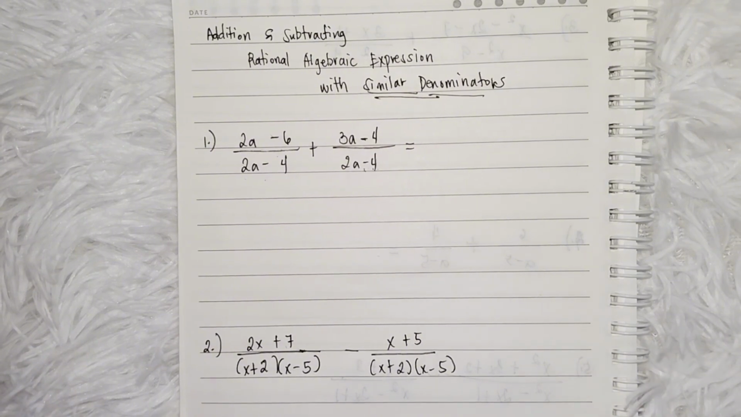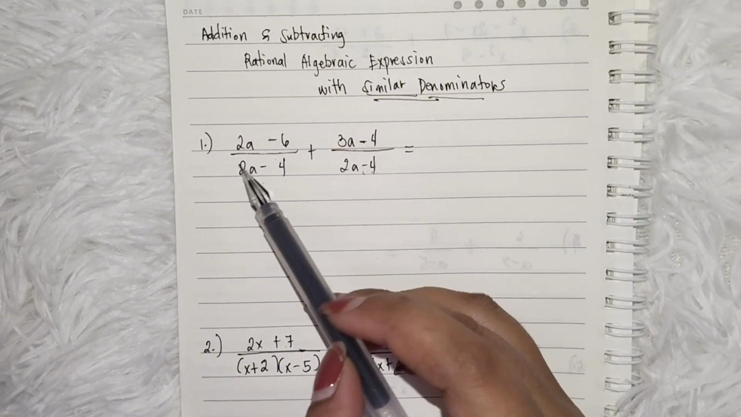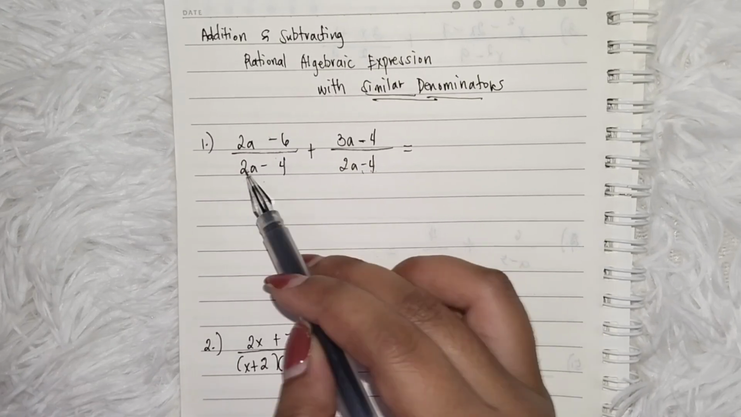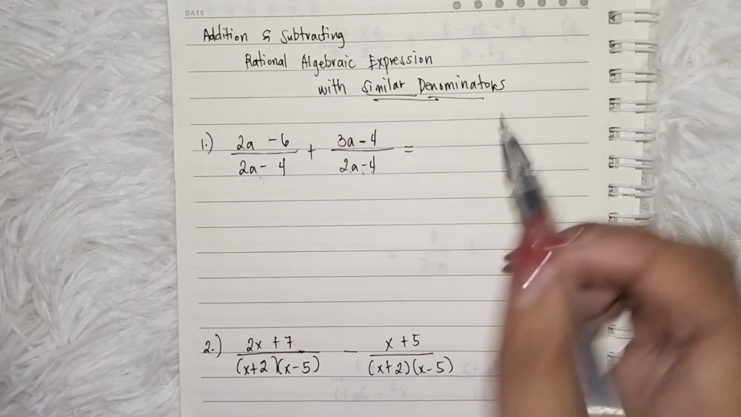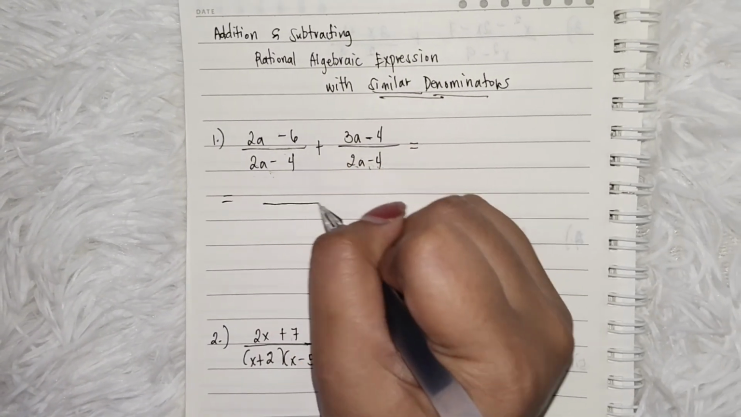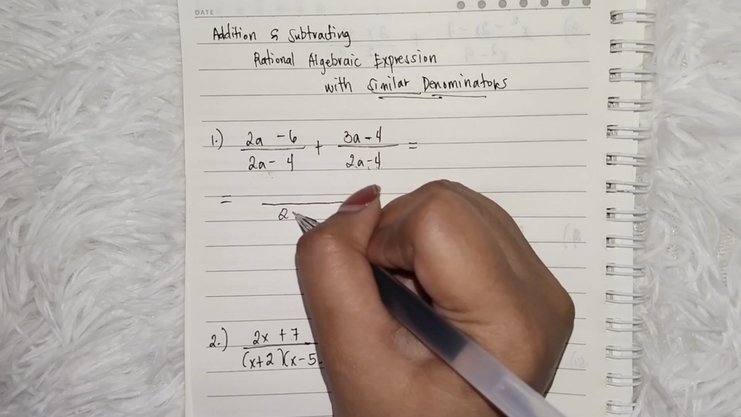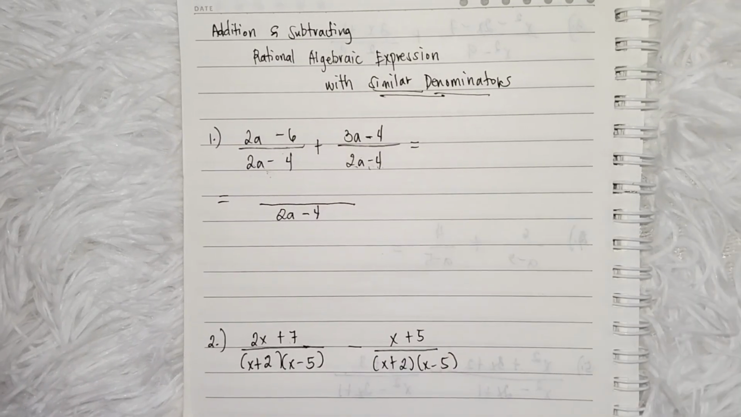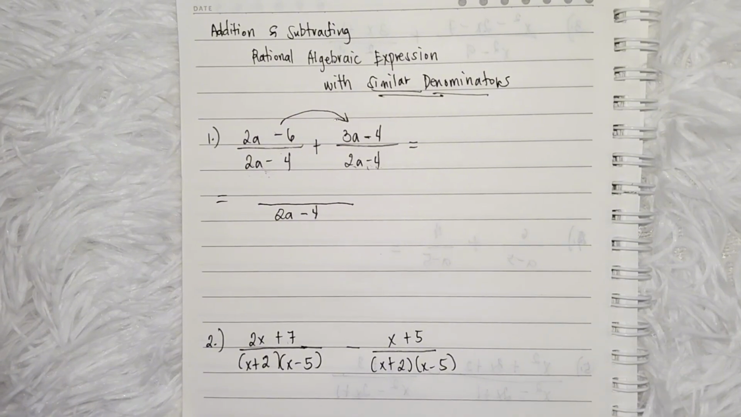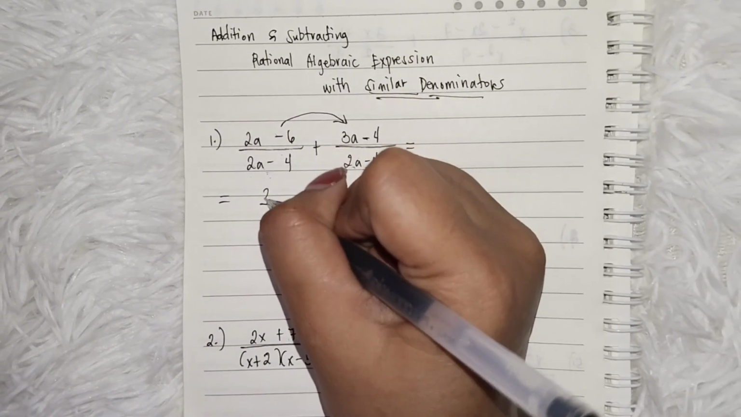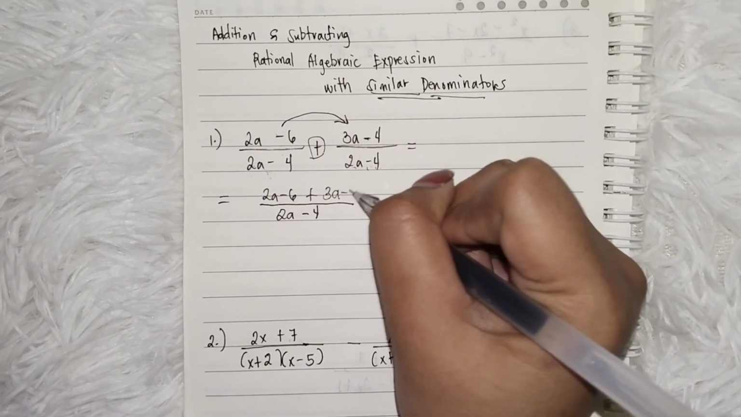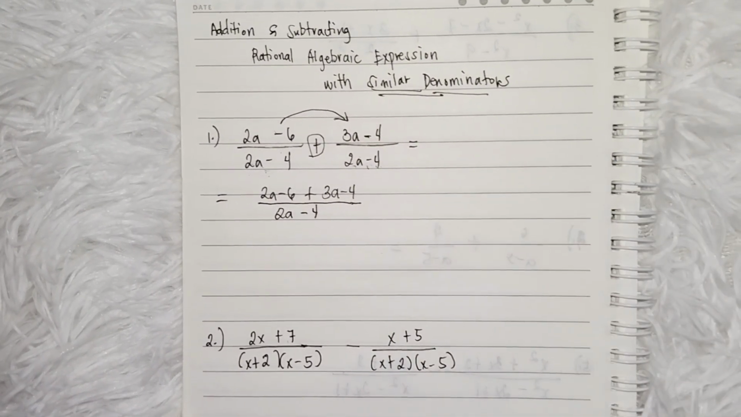So, palaging tandaan na kapag mag-a-add kayo ng rational algebraic expression na magkaparehas yung denominator, ang gagawin nyo lang dyan is ikakopy yan. Dito tayo maglagay. Ikakopy nyo lang siya dyan. Parang sa normal fraction, kinakopy lang yung denominator. Then, proceed to adding the numerators. So, magkakaroon tayo dito ng 2a minus 6 plus 3a minus 4. So, you just have to copy it that way.